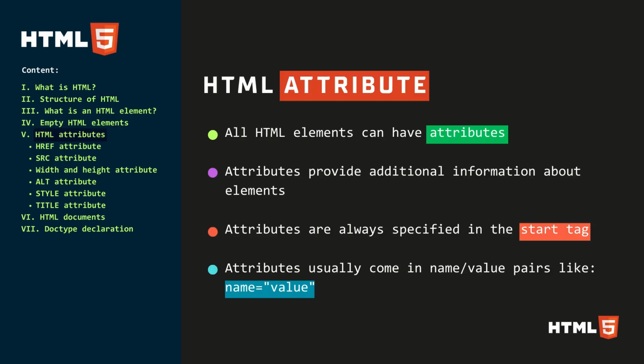HTML attributes. All HTML elements can have attributes. Attributes provide additional information about elements. Attributes are always specified in the start tag. Attributes usually come in name-value pairs like name="value".